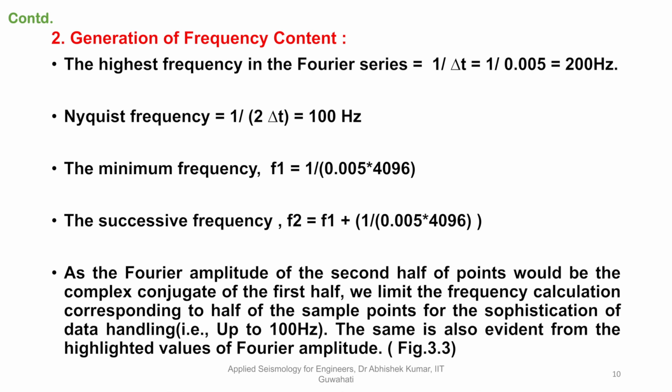If you look at the amplitude, whatever motion you are getting up to the Nyquist frequency, that motion is in the first half cycle. That means if the highest frequency is 200 hertz, from 0 to 100 hertz you can find out the amplitude of the motion, but from 100 to 200 hertz it will be the conjugate of the motion which is available from 0 to 100, which can be evidenced from this particular plot also.